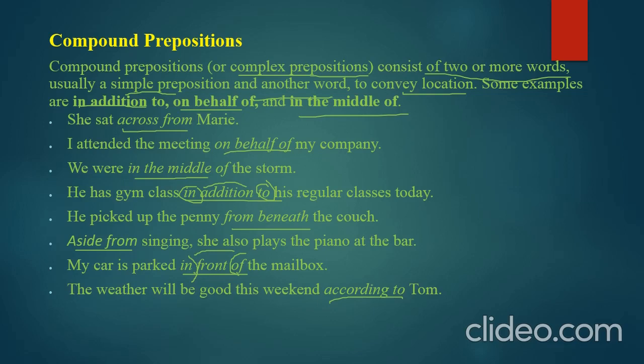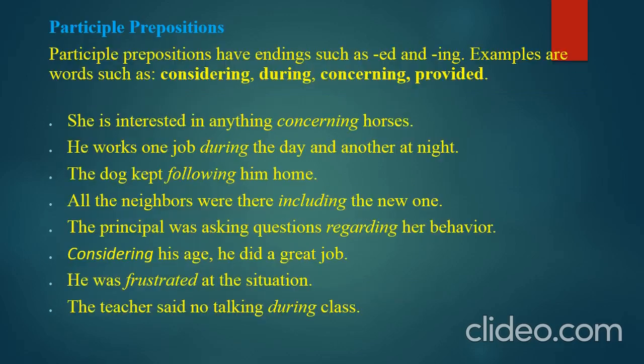go for the next one. What is the next one? Prepositions. The next one, I think, is participle prepositions. You can see here, and what does participle mean? So let's go for the definition of participle prepositions.